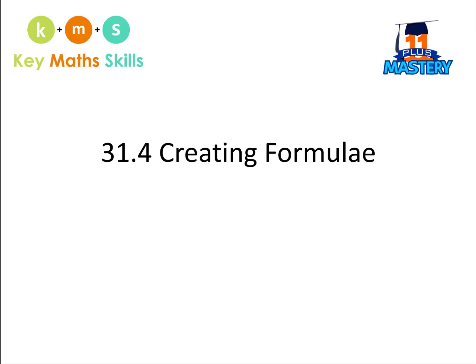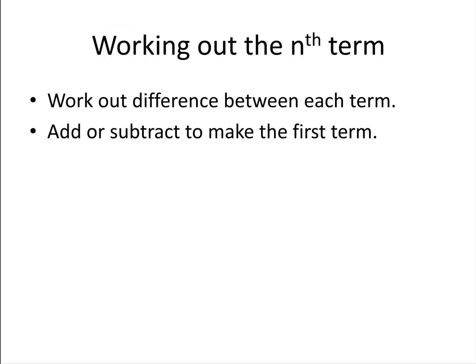Fourth section, creating formulae. First, we'll look at working out the nth term. So if we have a series of numbers, we work out the difference between each term, and then that becomes our multiplier, and we add or subtract to make it correct for the first term of the sequence. Let's look at an example.